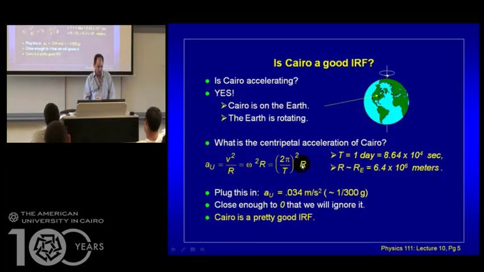And if we do that calculation, you'll find that the acceleration of Earth is 0.034 meter per second squared. And that's almost 1 over 300 of g, the acceleration due to gravity. The acceleration the Earth moves with is almost 1 over 300 of the acceleration due to gravity, so we can consider that to be 0. That means that we can consider Earth to be a good inertial reference frame.